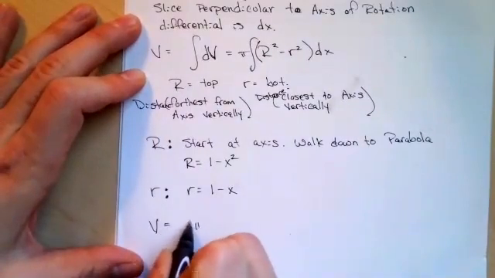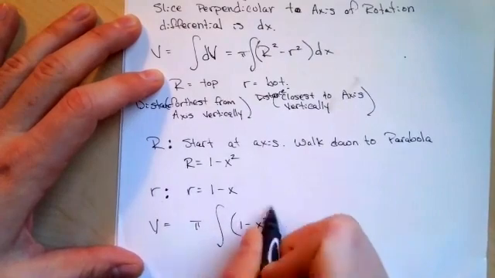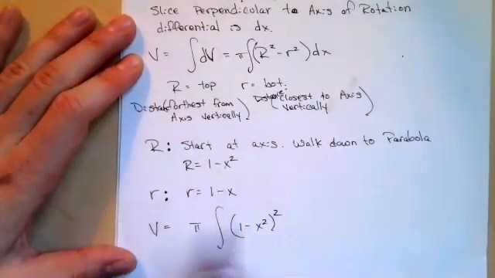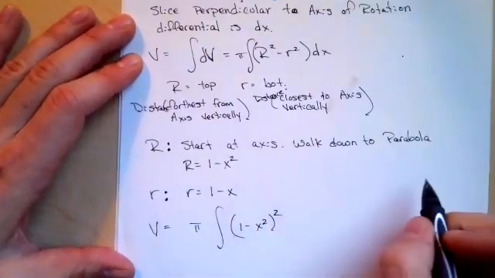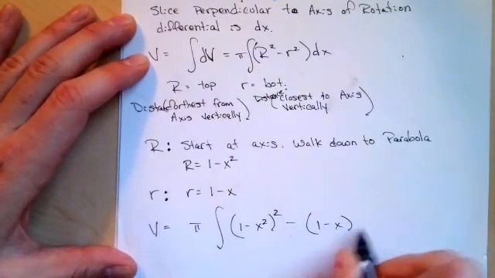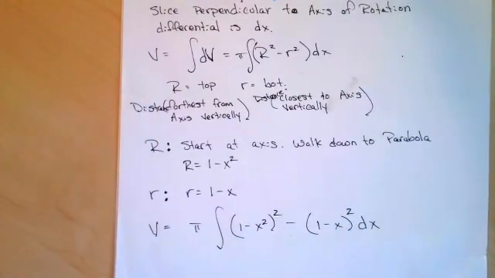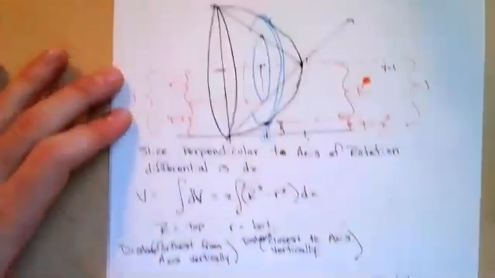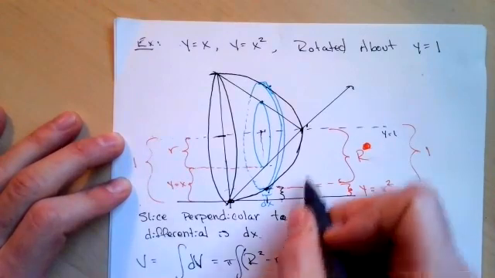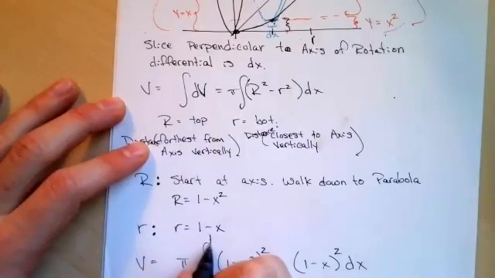Our volume is going to be pi times our big R squared, 1 minus x squared. Mind your parentheses. Another common mistake I see. Since our big R is 1 minus x squared, we're going to have an x to the 4th here once we square that term. And then minus the inner radius, 1 minus x, quantity squared, dx. And then what are our bounds? Our bounds are our x bounds. So x equals 0 and x equals 1 are where these slices lie. So we're going to integrate from 0 to 1.